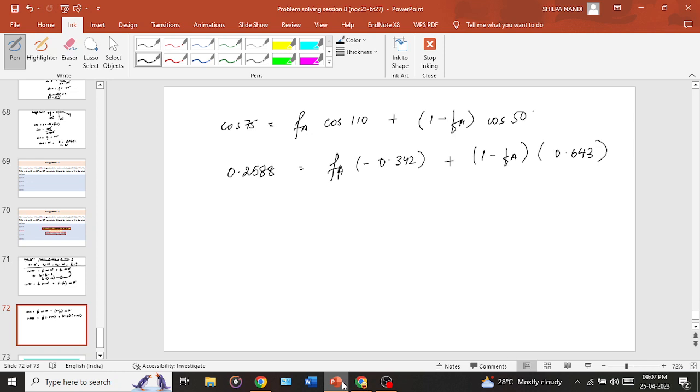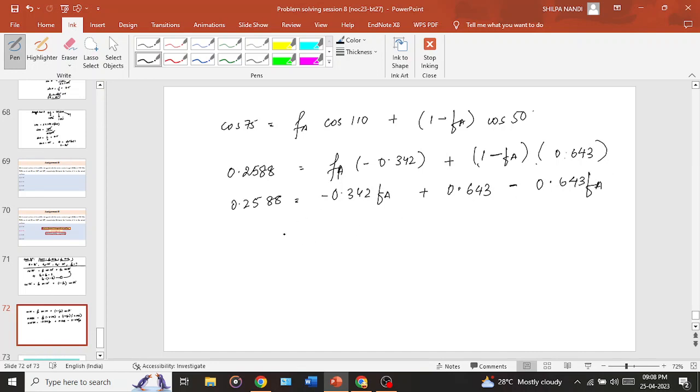Okay. So let's see. You have to just solve this. So it will become 0.2588 equals minus 0.342 Fa. If you open the brackets, we will first multiply 1 with 0.643 and then Fa with 0.643, right? So 1 with 0.643 will be 0.643 again, and since there is a minus sign here, minus 0.643 Fa.